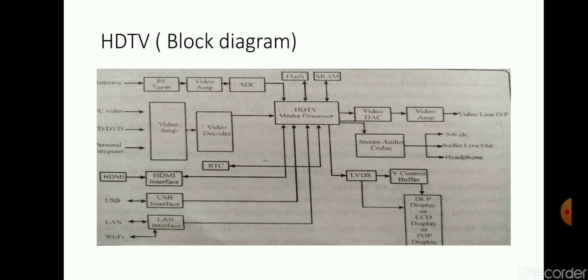In general, HDTV can be divided into 7 major blocks. These are the display, core media engine, audio decoding and processing, video decoding and processing, tuner, interface block, and power supply. All these are shown in the diagram. Now we can see the video.